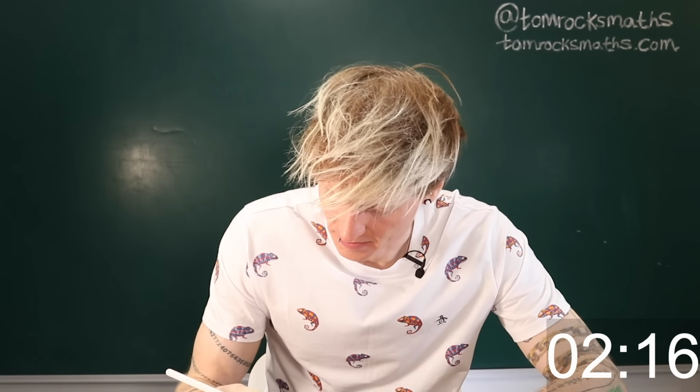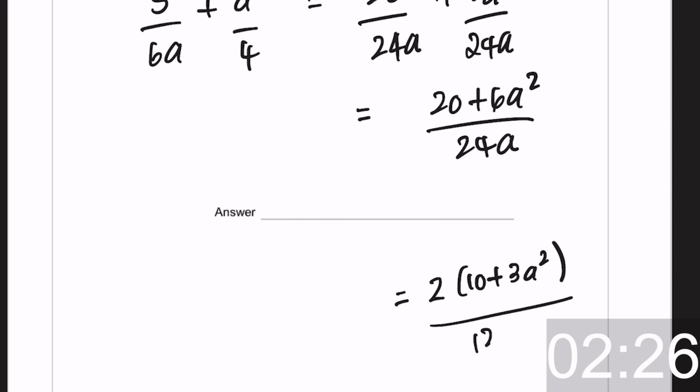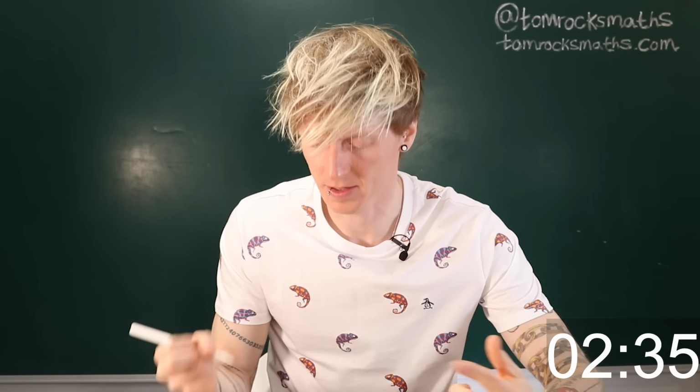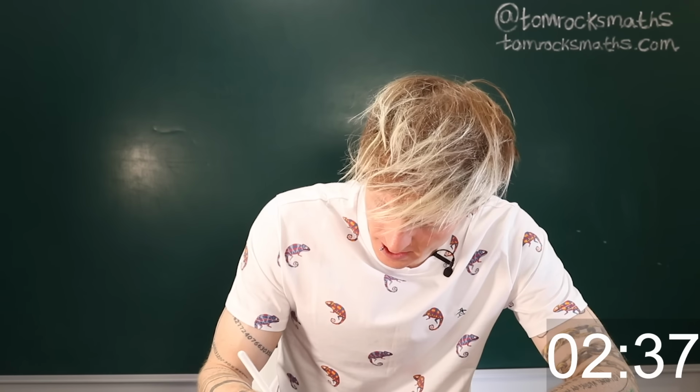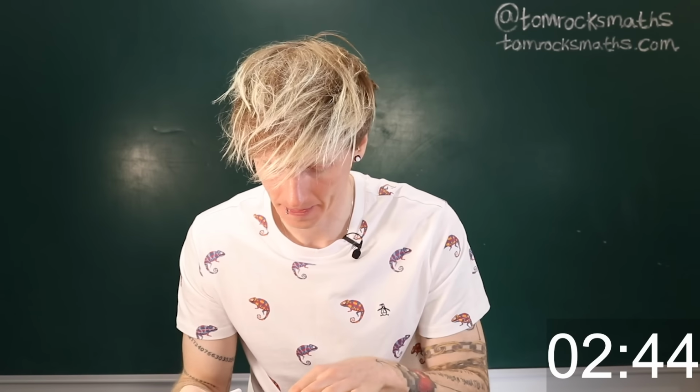So I want to simplify some things. So I can say that's equal to 2 lots of 10 plus 3a squared over 12a with another 2 in front. So the 2s cancel. So I think that's as simple as we'll get, because 10 is 2 times 5 and 3 is prime. Yep. So I believe the answer there is 10 plus 3a squared over 12a. Cool. Okay. Much easier writing on the exam paper, I have to say.